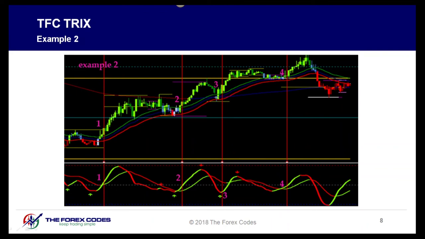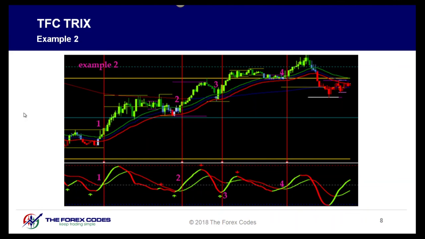This is example 2, and we've got an uptrend on the euro pound. You can see here the Trix, both Trixes go green, and the fast Trix goes up through zero. In fact, they both do. Excuse me. TFC wave is turning to the upside. Candles are green, light green. You can go long there.